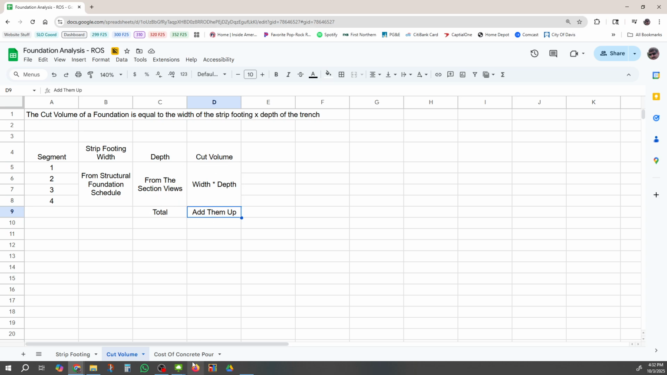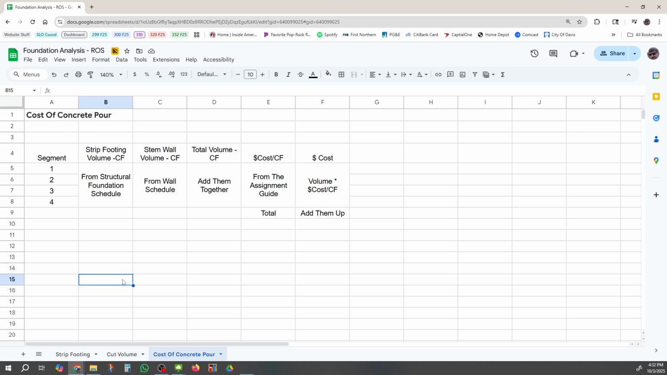For the cost of the concrete pour, that's the volume of the strip footing itself plus the volume of the stem wall. That gives you a total volume of the concrete. So for each segment, you'll take the volume plus the volume to get the total. And then you're going to multiply that by the cost per cubic foot. That one you get from the assignment guide.